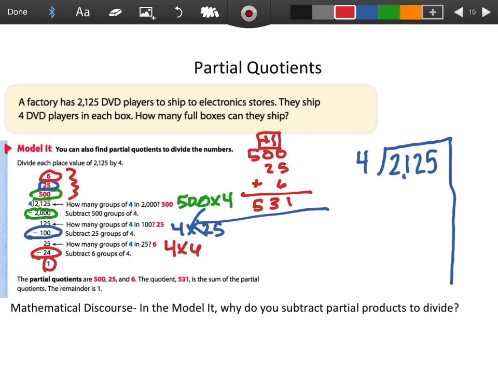Well, I think that we subtract because you were packing those away. I am pulling those groups out, so I need to separate it from my total. I've already sorted those, so I'm going to separate them. Remember the first one where I packed 500 boxes with 4 DVD players? Those boxes were packed, so I need to take that away. So that's why you subtract partial products to divide.